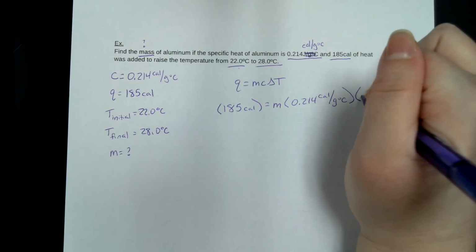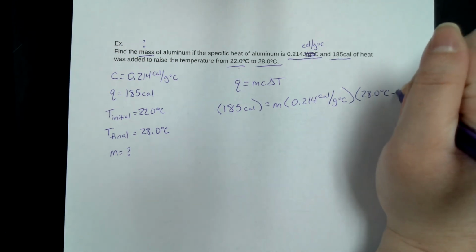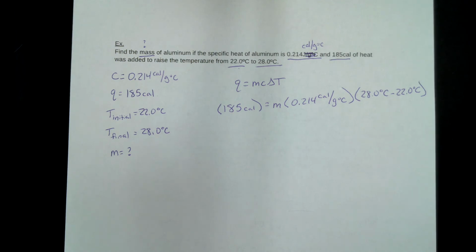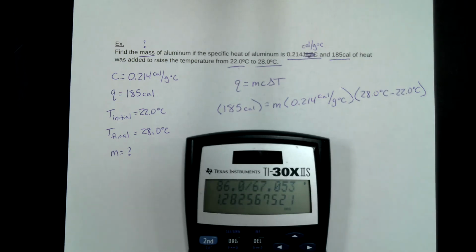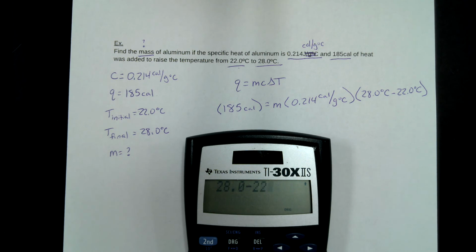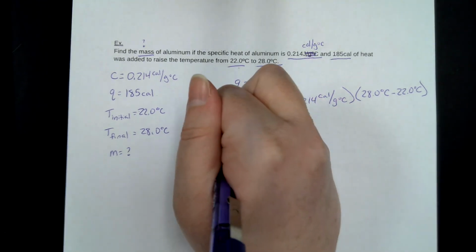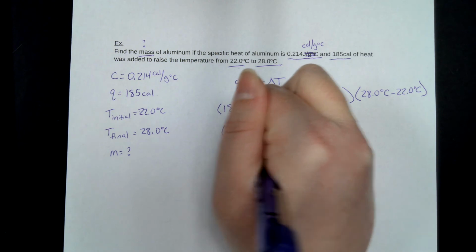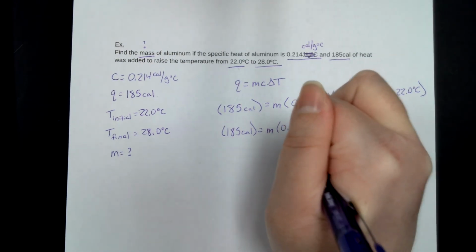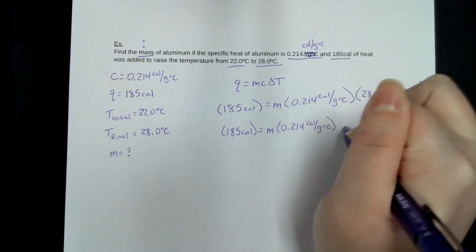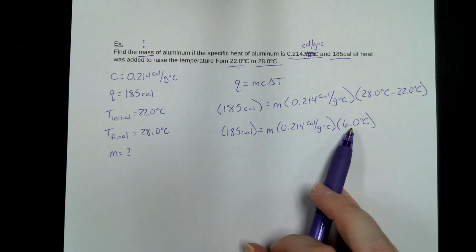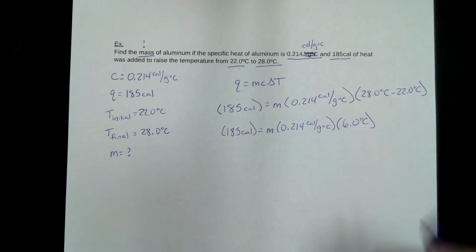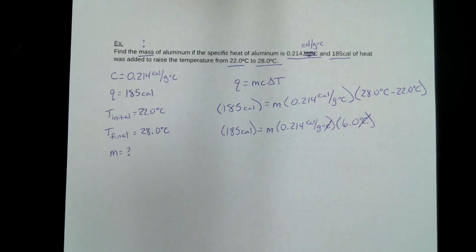So delta T, final minus initial, so 28.0 minus 22.0, and that is all of my values plugged in. So this subtraction I will do first, which I'm sure you can do in your head, but to verify, that is, of course, 6.0 degrees. So then we'll multiply these guys together. And when I do that, degrees Celsius is going to cancel out as a unit.